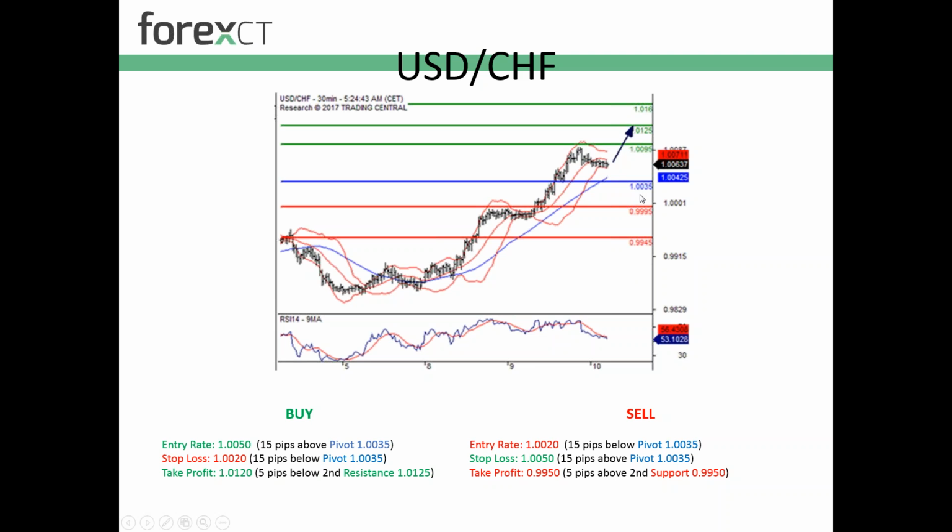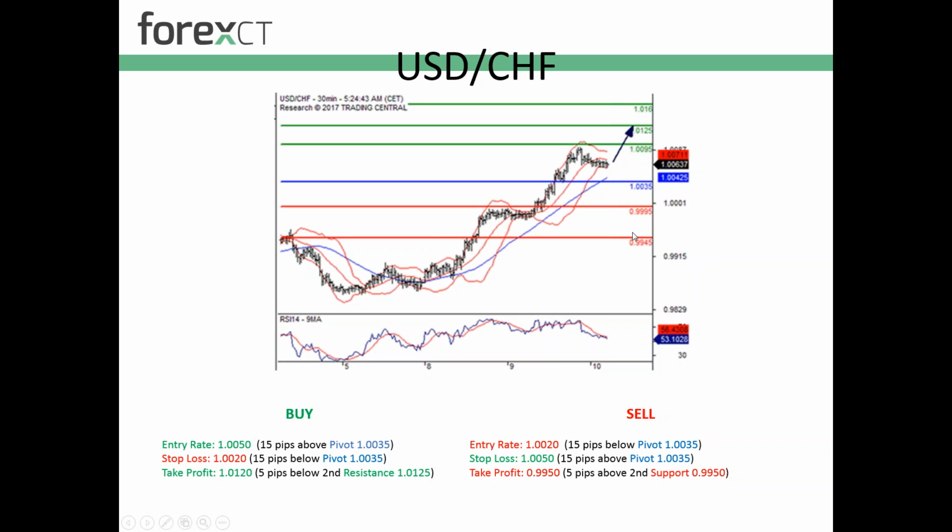Then you'd set your stop loss at 15 below, so at 1.0020, and then you'd set your take profit at 5 pips below the second resistance at 1.0125. So you'd set that take profit at 1.0120, and as you can see, those are the numbers there.